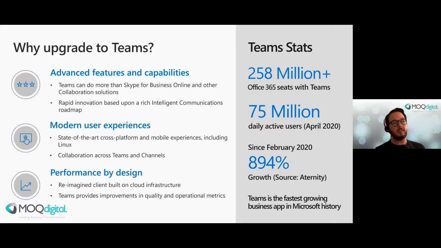The actual uptake of Teams has been massive, obviously during the coronavirus pandemic, but with more organizations now using it, they're quickly realizing the capabilities that the application brings above and beyond previous products that they've used. And since February 2020, from the source Eternity, they've highlighted that Microsoft Teams has got the fastest growth of all collaboration products at 894% growth since February.